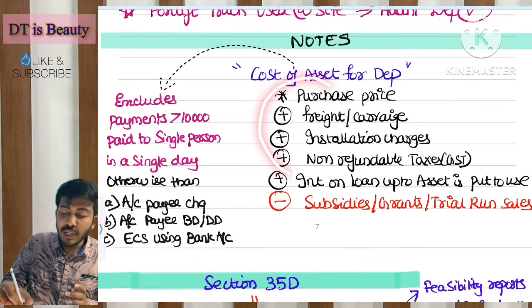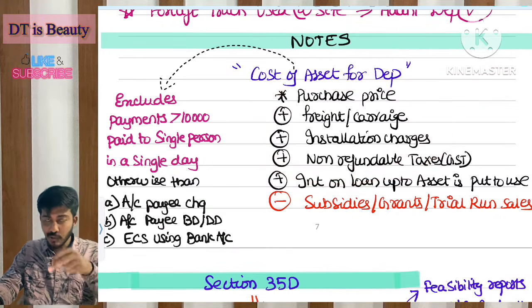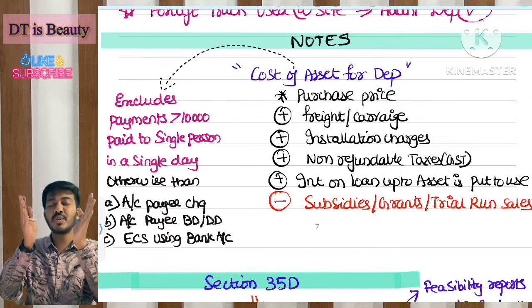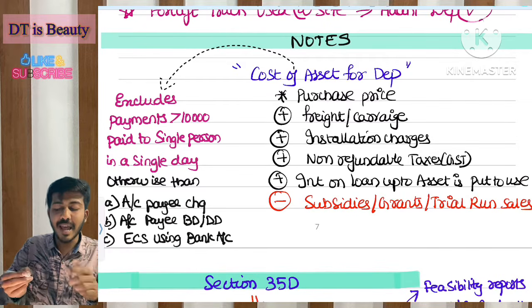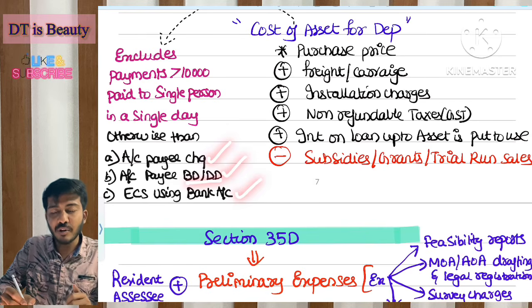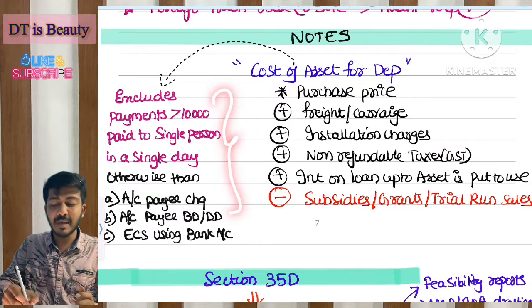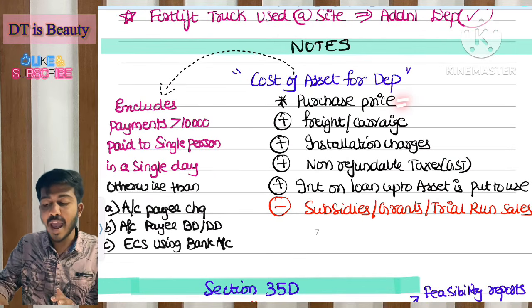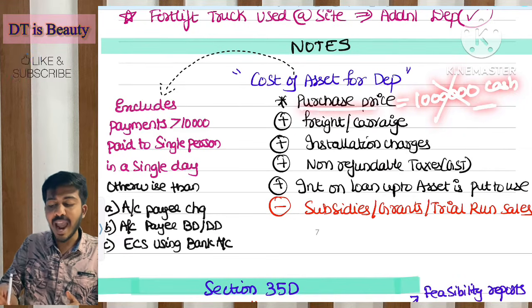However, if you make any of these payments greater than 10,000 rupees in a single day to a single person, then such payments will not be treated as cost if you pay otherwise than by account payee cheque, account payee bank draft or demand draft, or electronic clearing system, which means to avoid cash transactions, the government is keeping such restrictions. For example, I have purchased for 10 lakh rupees. This 10 lakh rupees I paid in cash in a single day to a single person. Then 10 lakhs will never be added as purchase price.